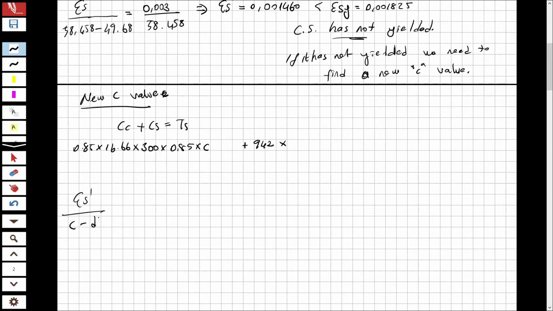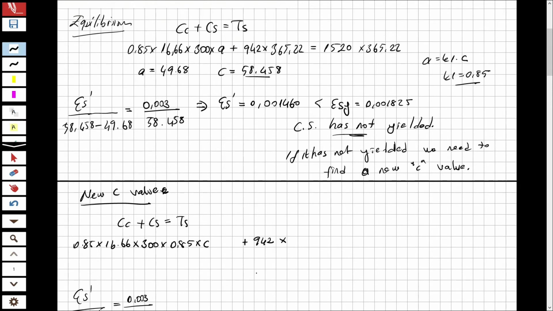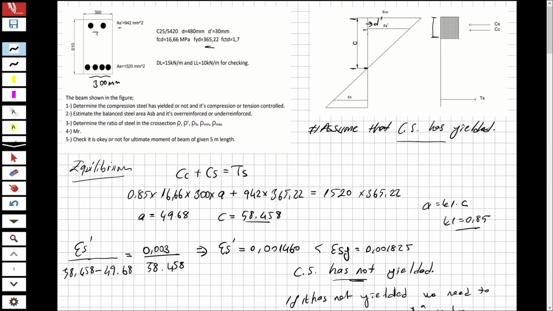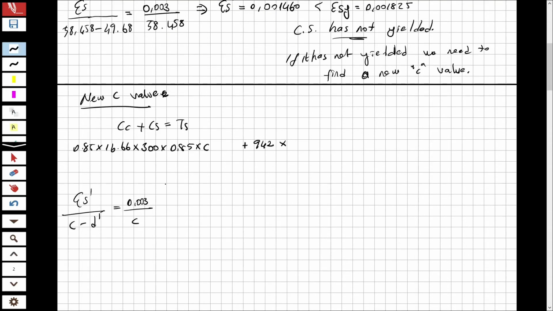C minus D prime, right? Equal to 0.003 over C. Look at here. AS prime over C minus D prime, this length, equal to the strain of the concrete, okay? The yield point of the concrete over the C. Now look at here. We are going to write the equations, and from those equations we are going to obtain the new C value.